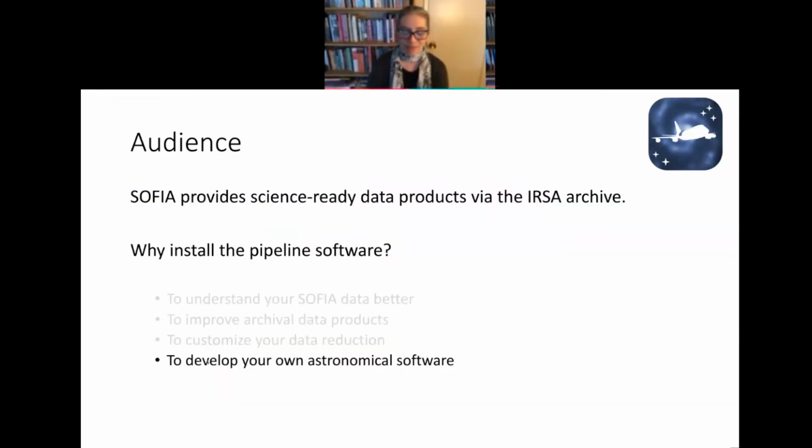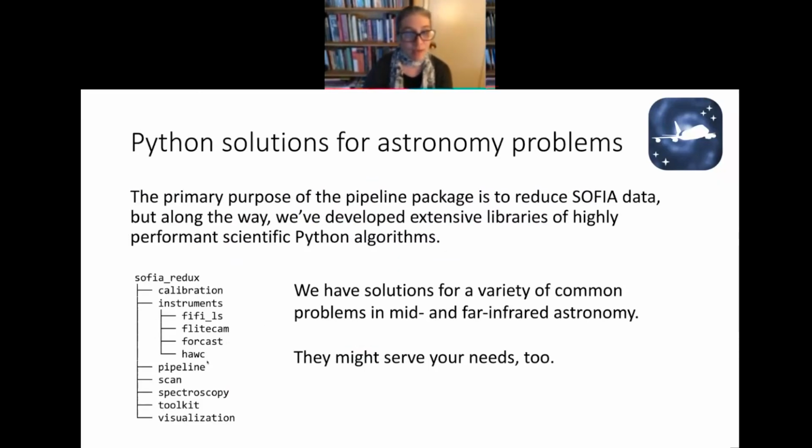Okay, one last reason why you might want to download our pipeline software. Maybe you have some software development of your own to do to support your scientific analysis. So the primary purpose behind developing our pipeline package was to reduce SOFIA data, of course. But in doing so, we've actually generated extensive libraries of highly performant scientific Python algorithms. And the problems that we've solved for SOFIA purposes might be problems that you faced in your work too. And maybe we can help.